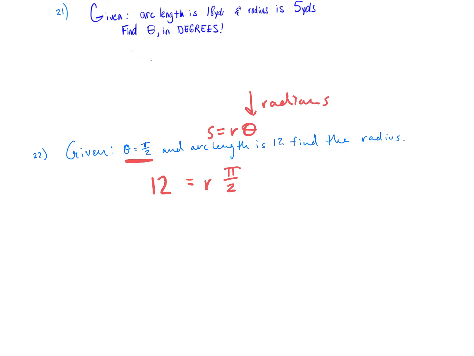We don't need to do anything to it. Now I just need to solve for r. So I can multiply both sides by 2 to get that to cancel. So I have 24 is equal to r times pi, and then divide both sides by pi. So r is equal to 24 divided by pi, and then I can put that into the calculator and get 7.64.